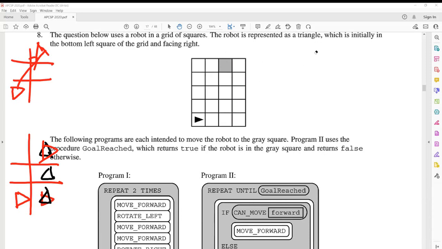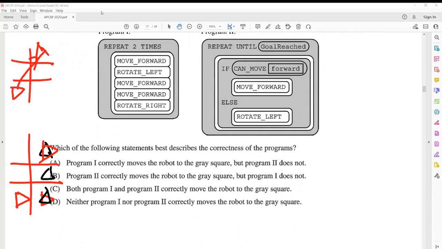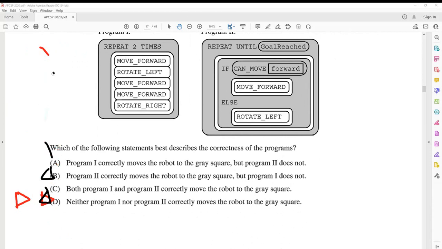We know one is going like a knight, the other one keeps crawling along the side. So which one is the answer? This one again, both will work. Correct, move to the gray area, C. Okay, this one number 8. Any question?